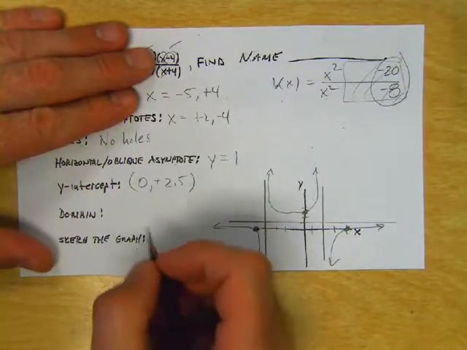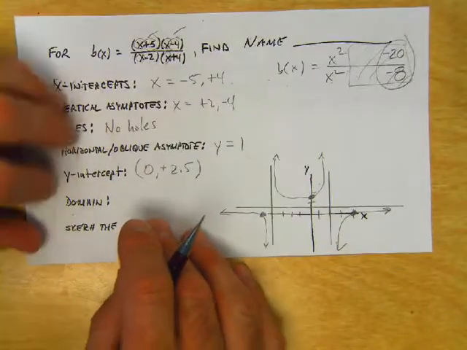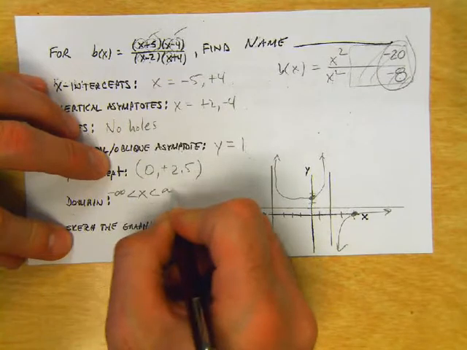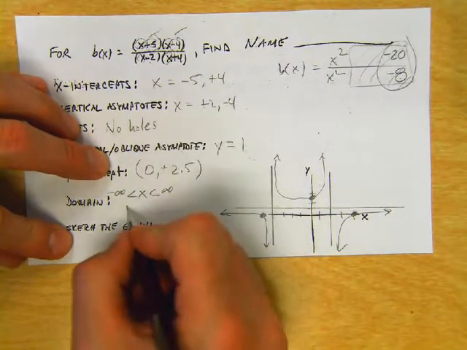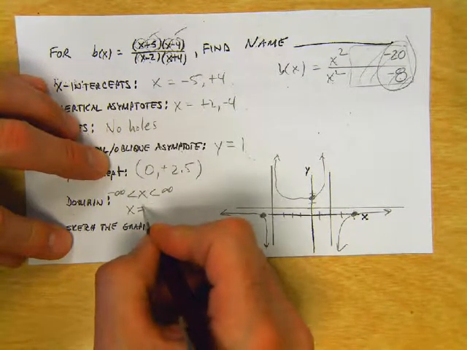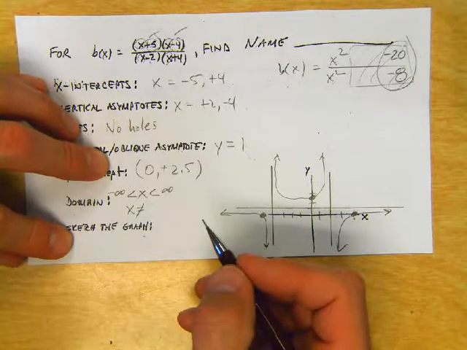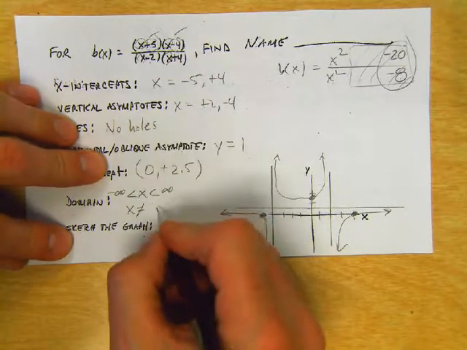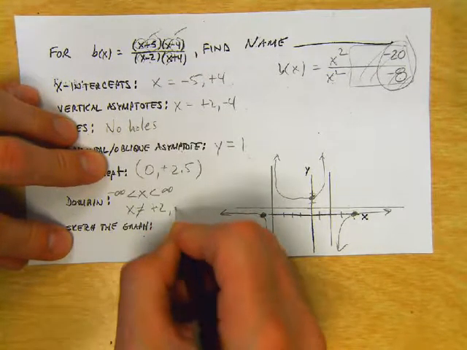Lastly, the domain. Well, we know the domain for a rational function is all real numbers from negative infinity to positive infinity, except for the discontinuities that are vertical or removable. Basically, the vertical asymptotes are the holes, and so those would be at positive 2 and negative 4.